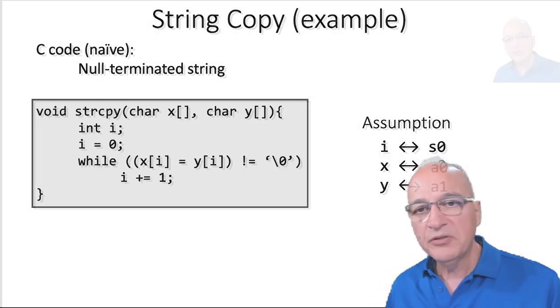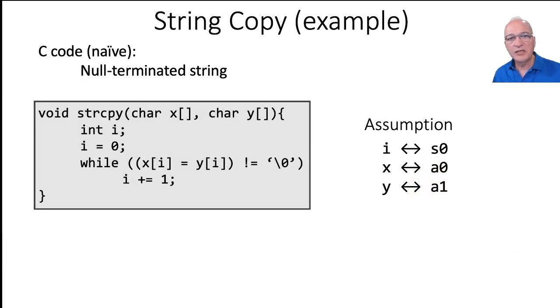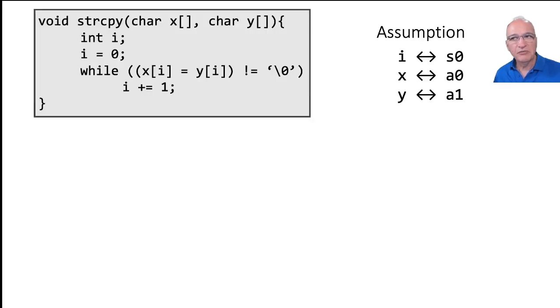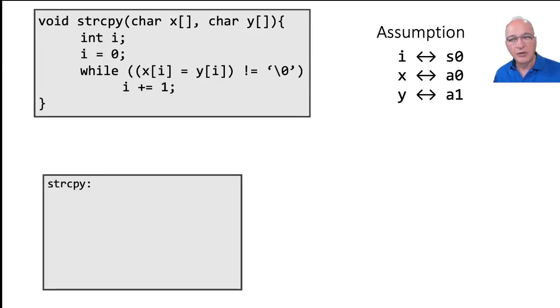We're going to use the assumptions over here that i is in S0, x in A0, and y in A1. Some of you who think about the register save and restore convention may wonder why we are using S0 here. This is just for illustration for this class so that we can illustrate the saving and restoring of registers into the stack. A more efficient version of this code would use, for example, T0 instead of S0 and not have to save and restore it from the stack. But this is just a teaching example to illustrate how we do that.